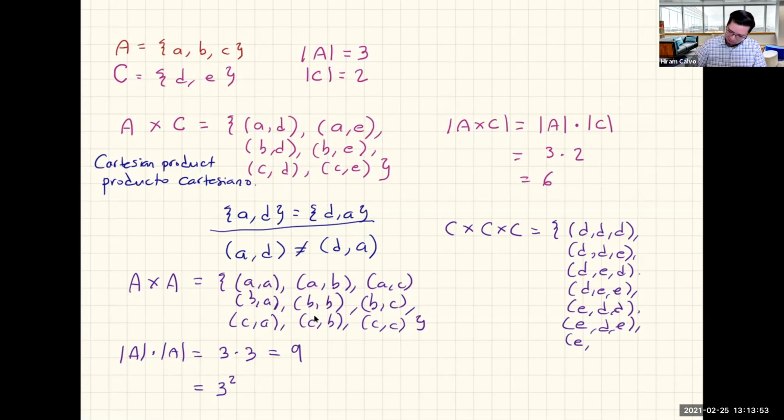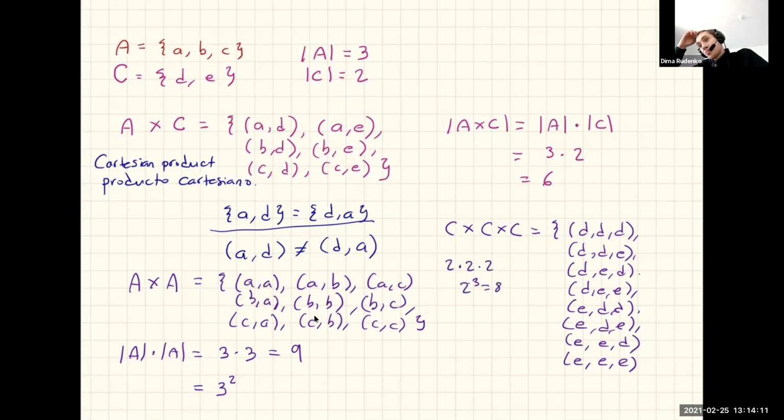You can help me if I get stuck. I'm not sure if I have already finished. Let's count. By the formula, this should be 2 times 2 times 2, which is 2 to the power of 3, should be 8 elements. Let's see. 1, 2, 3, 4, 5, 6, 7, 8. Okay, then I think I'm done.